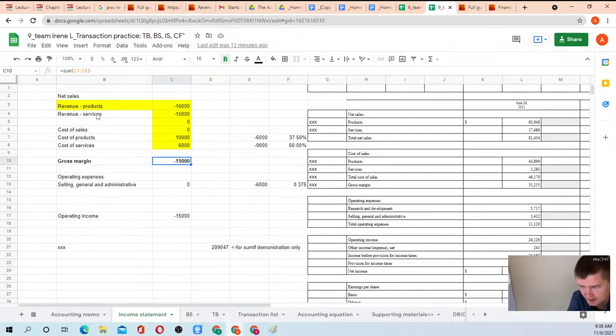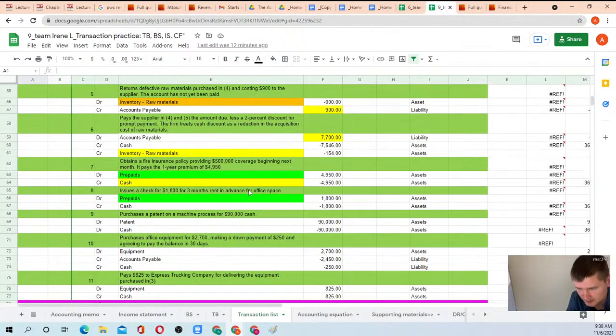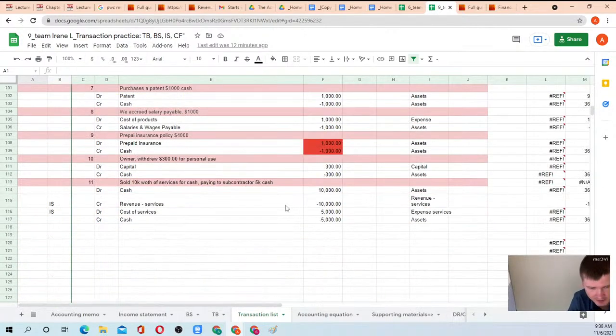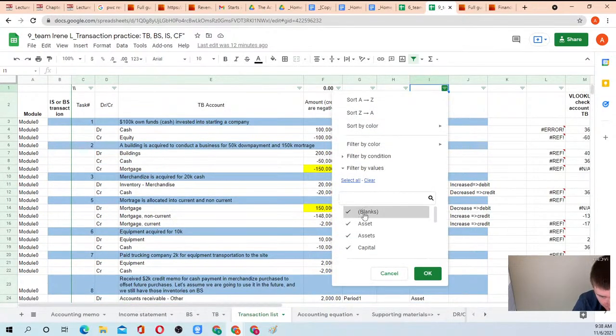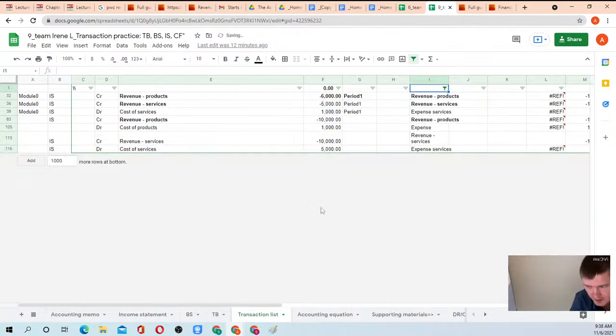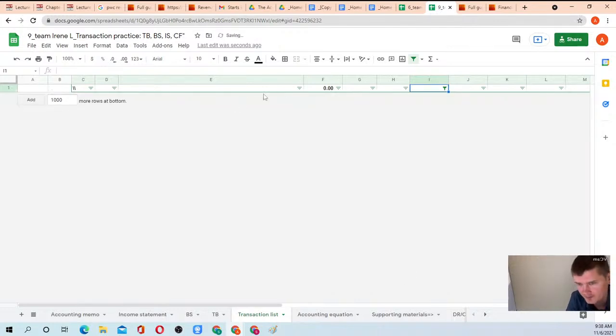So basically Irene has completed the task with the income statement, and it looks pretty nice here. Let's see what we have. She also has a classification with revenues. Let's see what headers we have here. Expense services, revenue products, revenue services. Okay, what about administrative expenses? Oops.